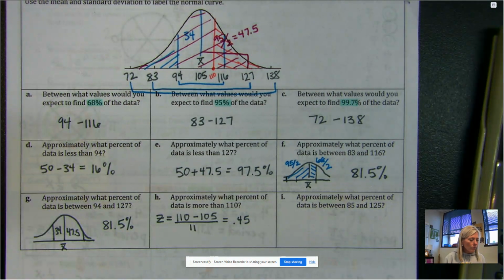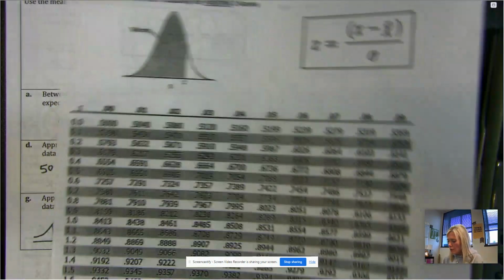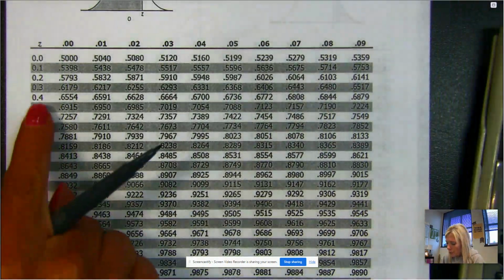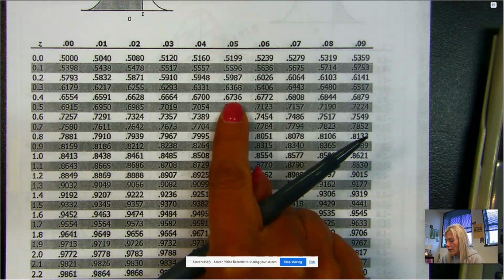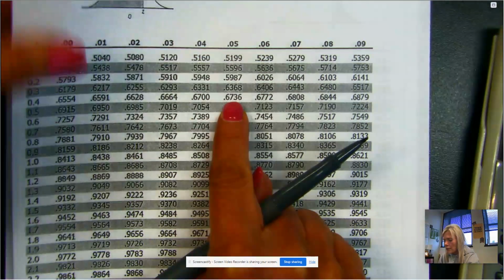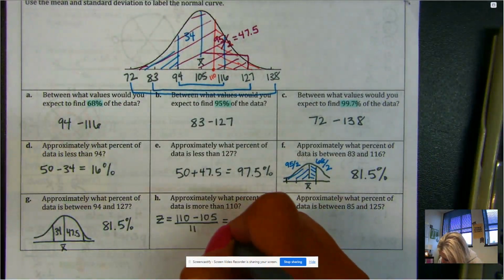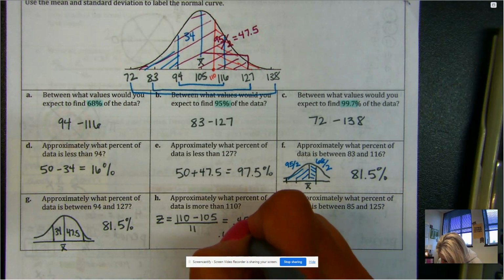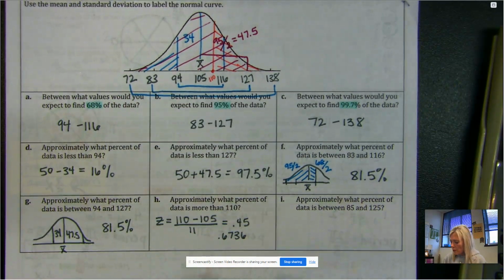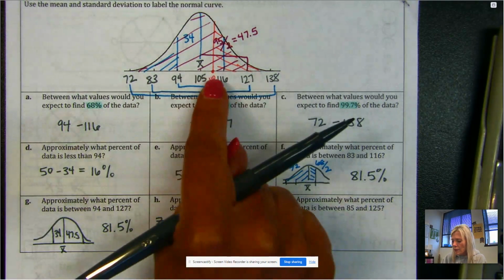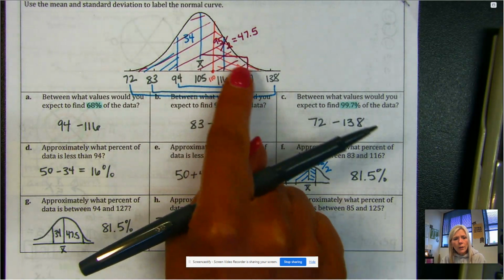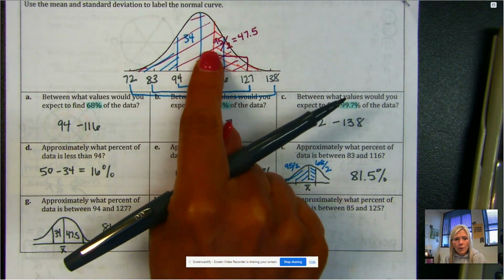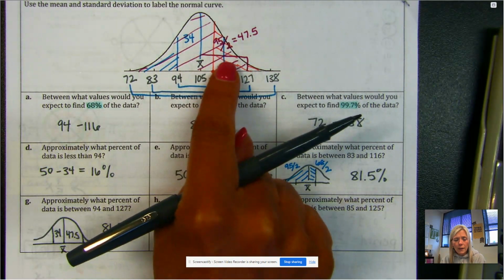Okay. So when I look at the table, I'm going to go to the positive side. Here's 0.4, and then 1, 2, 3, 4, 5. So 0.45 has 0.6736. When I found this number off the table, it's not giving me what's more than 110, it's giving me what's less than 110. So since the total area under the curve is 1, if I know this much, I can take it away from 1 to get the other side.